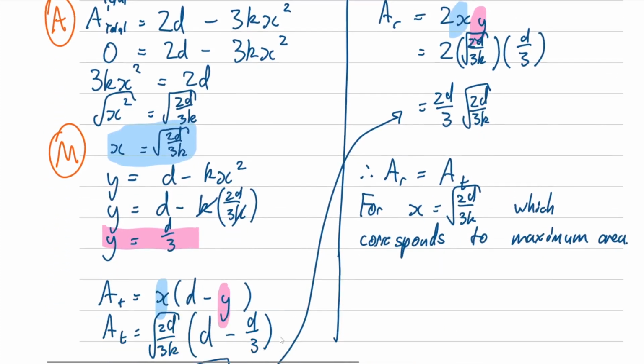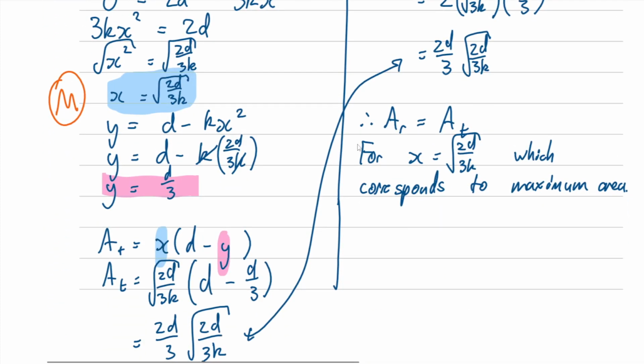But once we showed that they were equivalent, the hard bit is to know when to stop simplifying. So do them side by side and hopefully they meet early on. Then we wrote a short conclusion to say that they are equal when x is that value which corresponds to a maximum area. And by showing that they are equal, that is excellence.